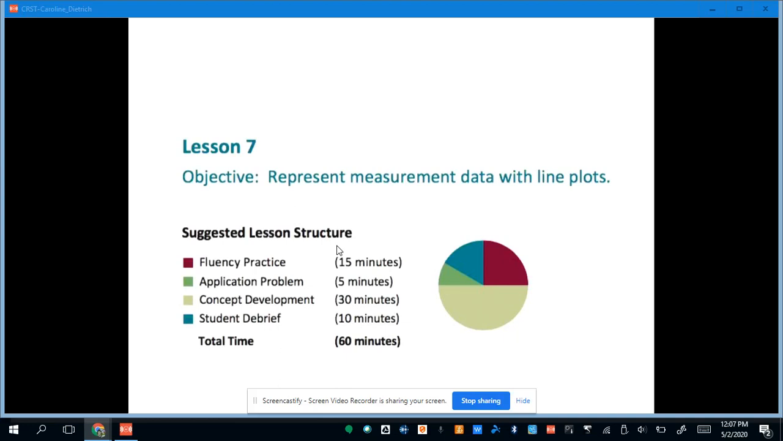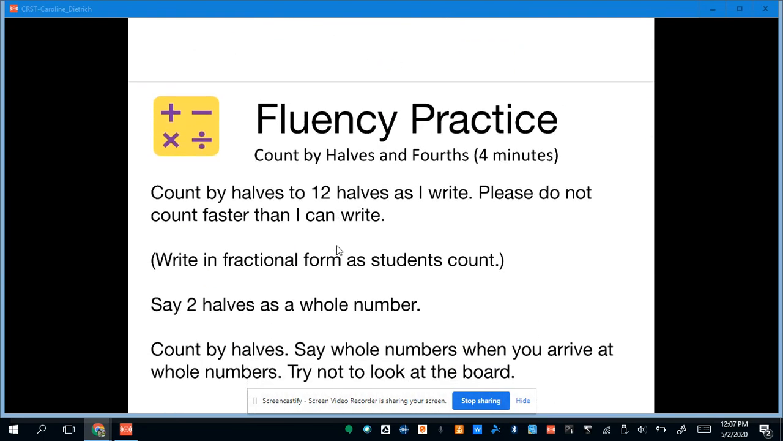For lesson 7, we're going to represent measurement data with line plots. Let's start with some review. We're going to be counting by halves to 12 halves.